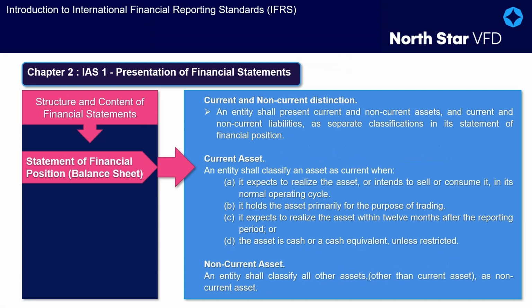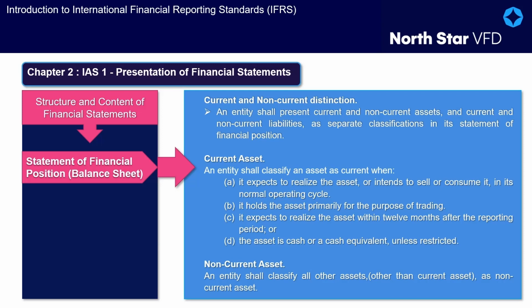Irrespective of the method followed, an entity shall disclose the amount expected to be recovered or settled after more than 12 months for each asset and liability line item that combines amounts expected to be recovered or settled within 12 months and more than 12 months from the reporting period.